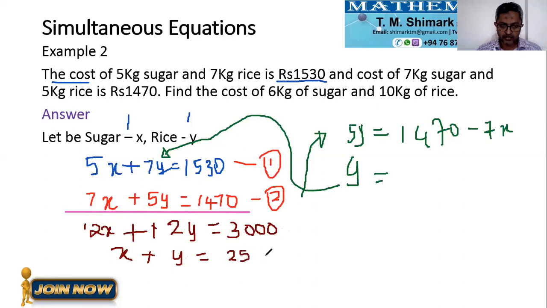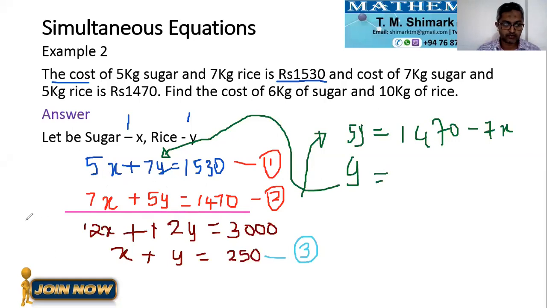65, right? 250, right? Is it correct? 6 is 50, 12 is 250, right? So x plus y I got 250. So this will be my third equation. And also I will do another one now.